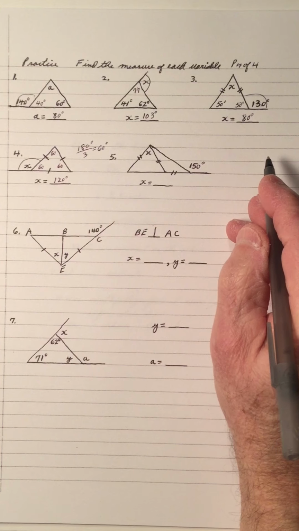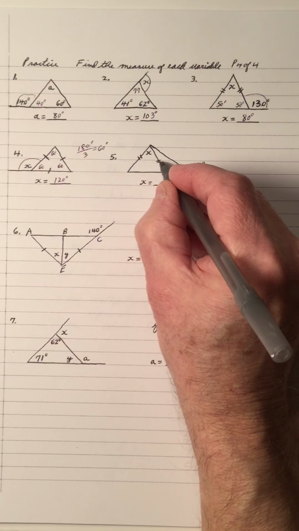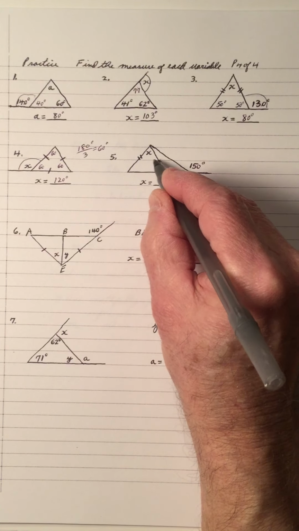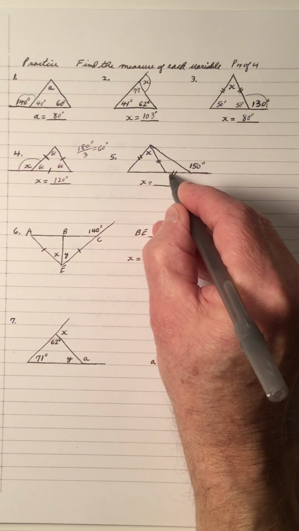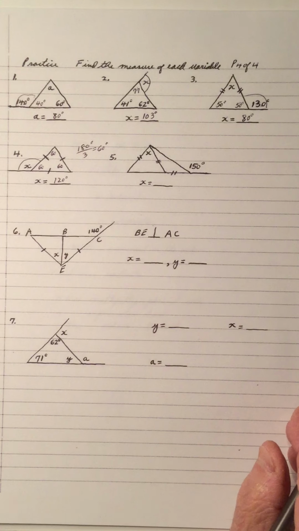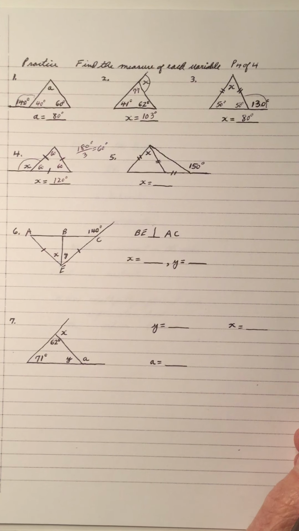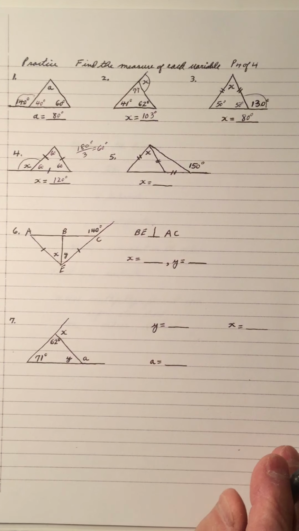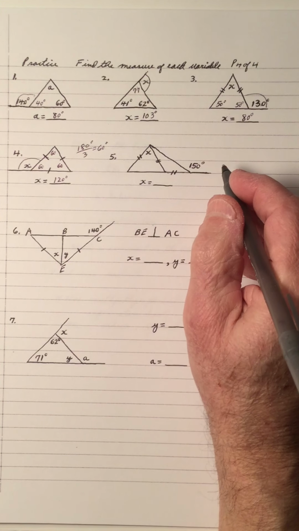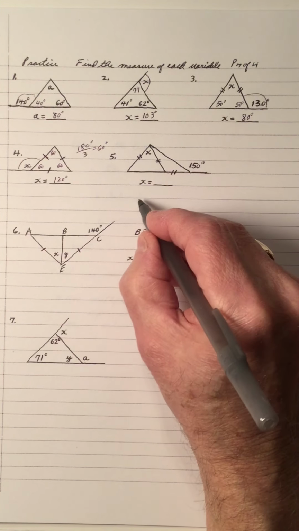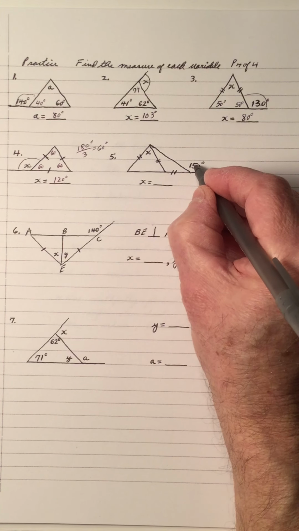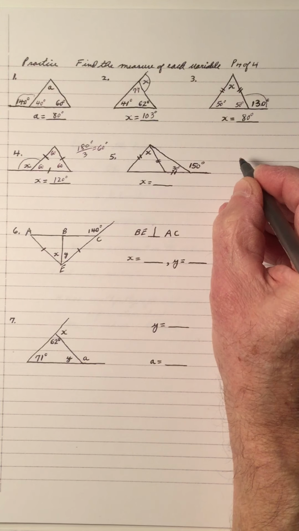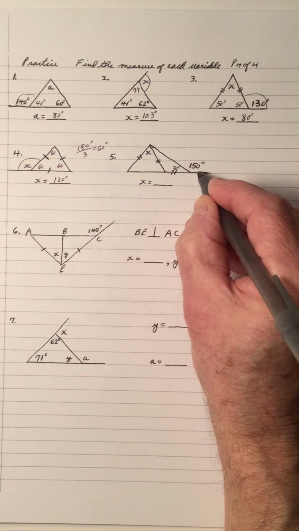Number 5. We got, notice, that's equal to that, equal to that. So they're equal, and they're equal. So all three of these are equal. So if that be the case, let's work it around. That's 150. That's a 30. So 30 and 150 makes 180.